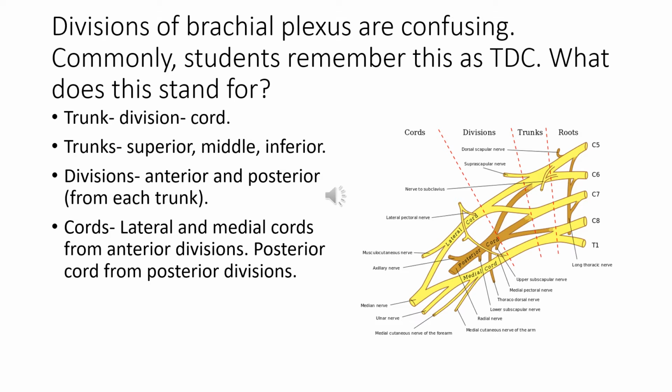From these roots, the superior, middle, and inferior trunks are formed. C5 and C6 go to the superior trunk, C7 as the middle trunk, and C8 and T1 as the inferior trunk. Now each trunk divides into anterior and posterior divisions. From these divisions, the cords are formed. From the anterior divisions, the lateral cord and the medial cord are formed, while the posterior cord is formed from the posterior divisions.